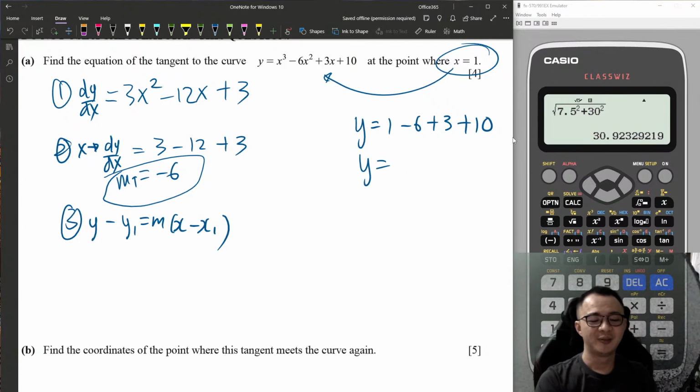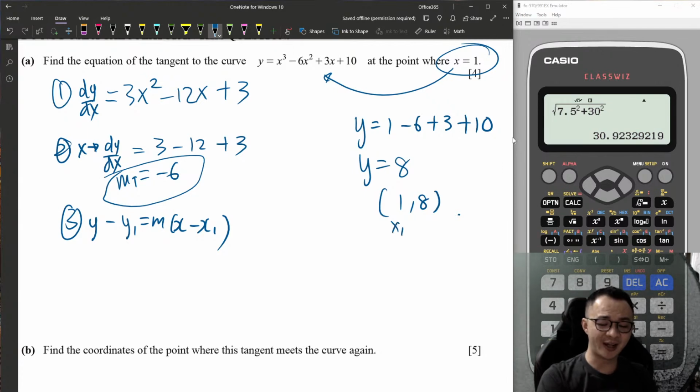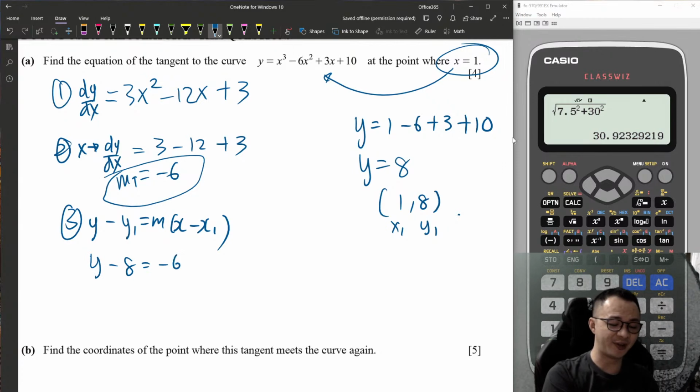No, my brain got problems. This is 8 here. Okay, so I have a coordinate (1, 8), which the tangent passes through. Then this will be my x1 and y1. Sub into here: y minus 8 equals negative 6 times (x minus 1).